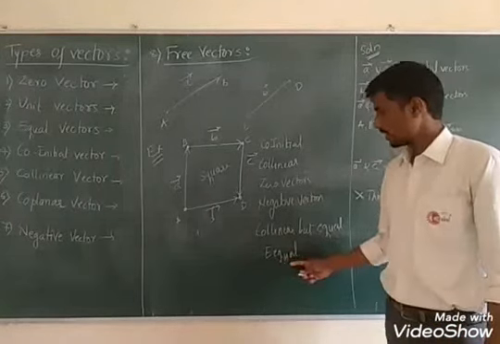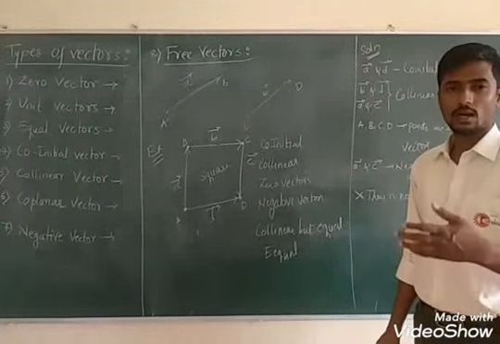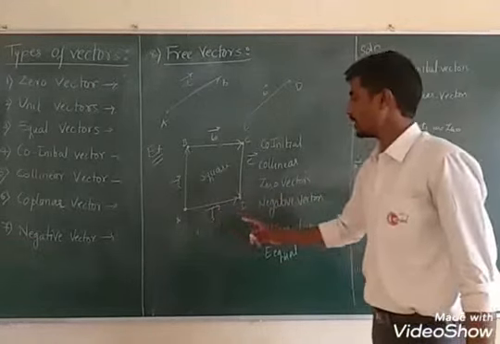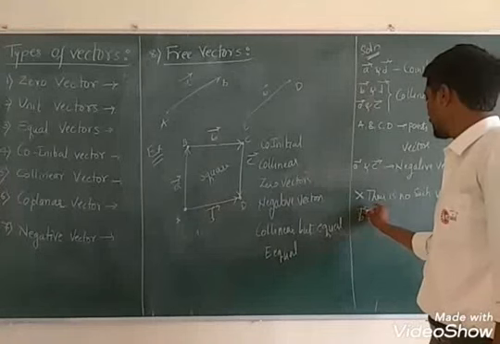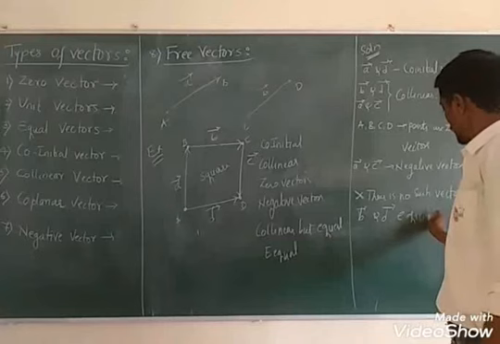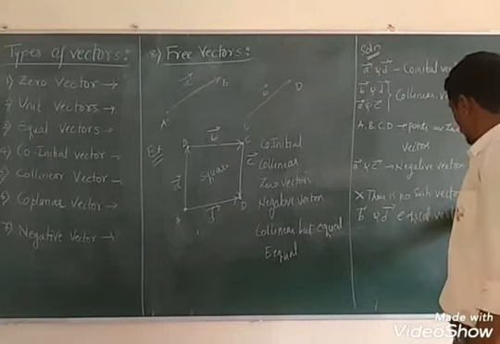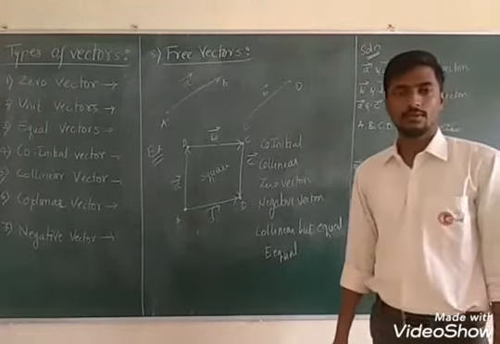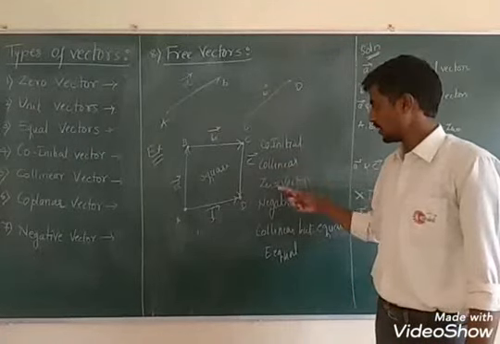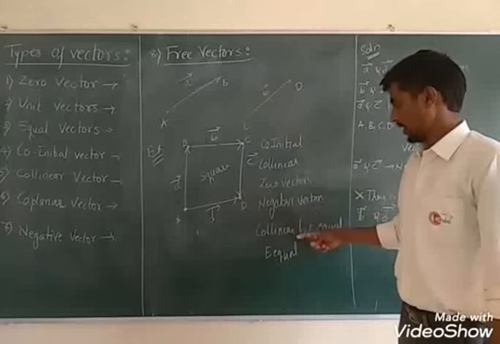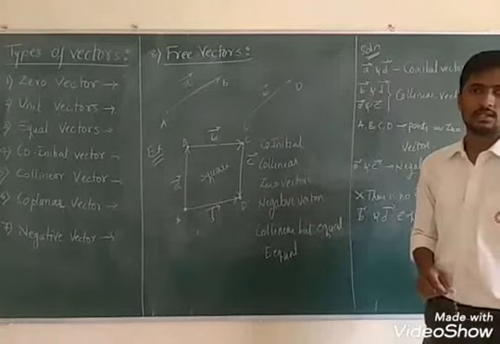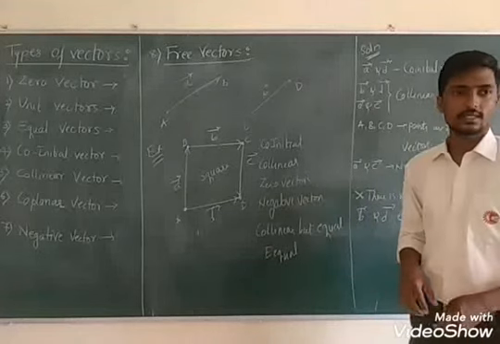And next we have equal vectors. Equal means they have the same direction and the same magnitude. Vector B and vector D are equal vectors. Okay, so remember this: what are co-initial, collinear, zero vector, negative vector, collinear but not equal, and equal vectors. So this is an example here.